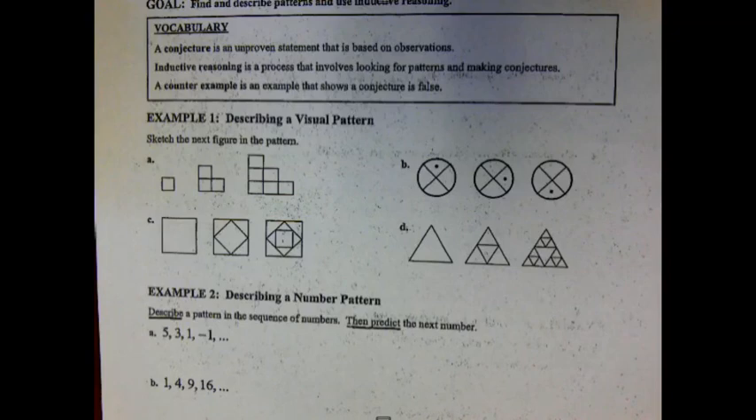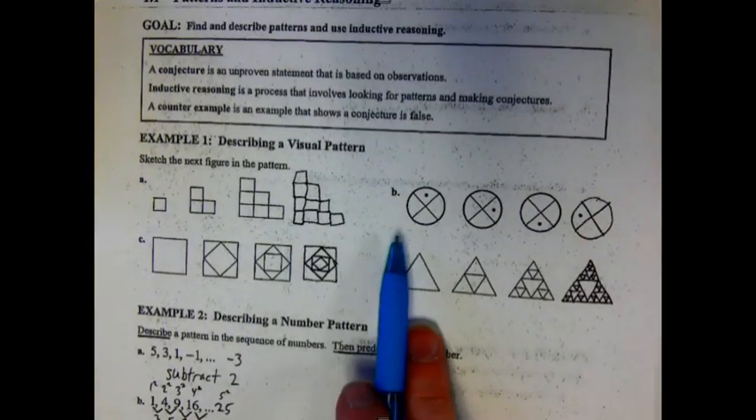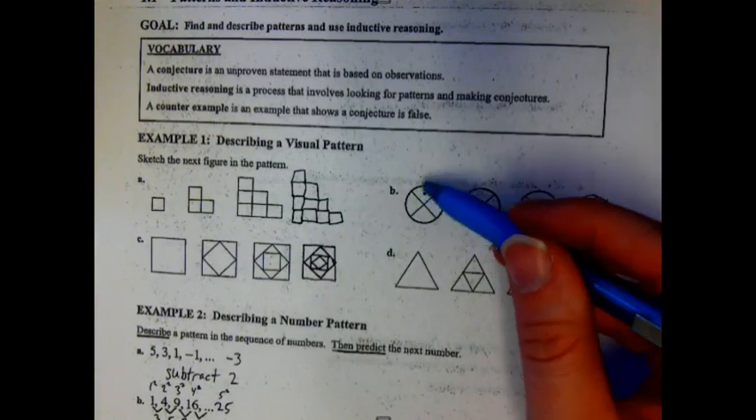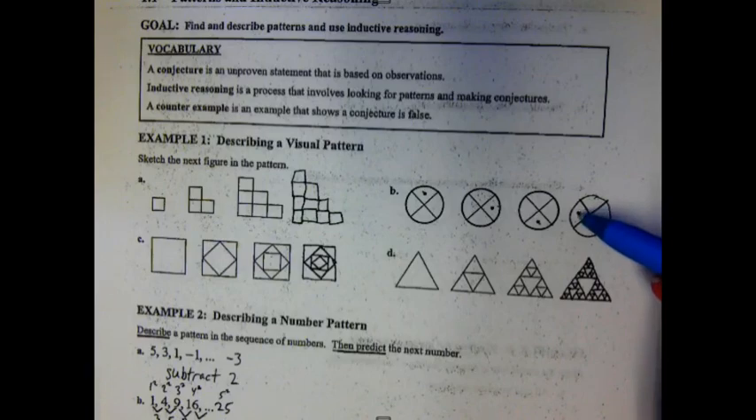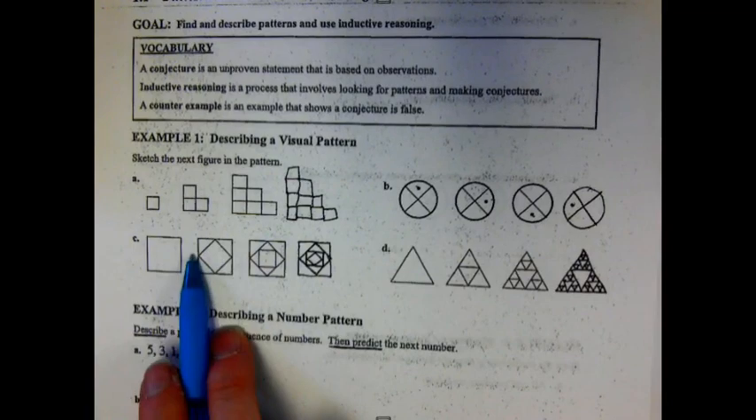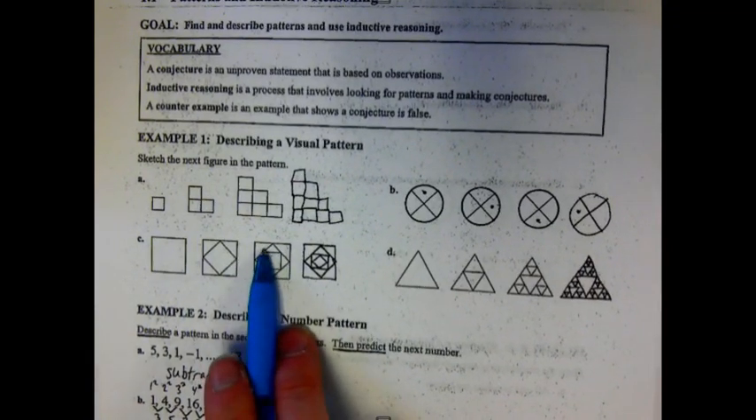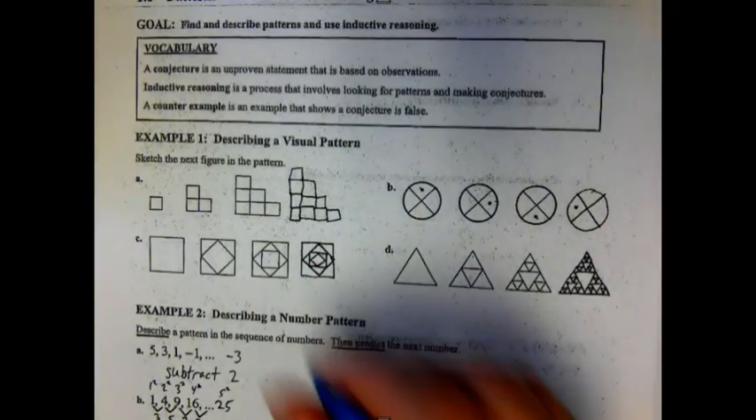Okay, so let's look at some visual patterns really quick and figure out what conjectures we can make about what these patterns are. We have this series of circles where the dot is kind of rotating around, so we could guess that this is where it's going to go next. Here I've got a square and then a diamond inside the square and then a square inside the diamond. So then my next one would be to have another diamond inside that square, and the pattern can continue on like that.